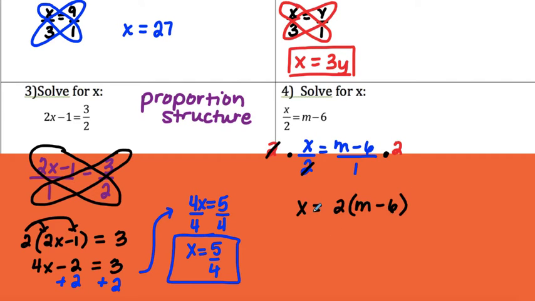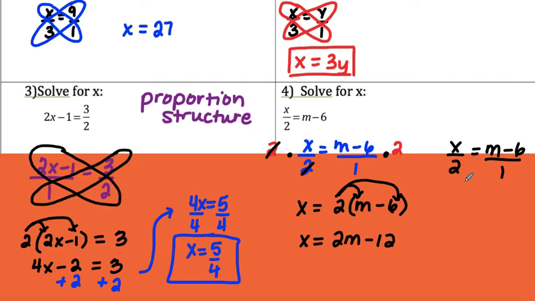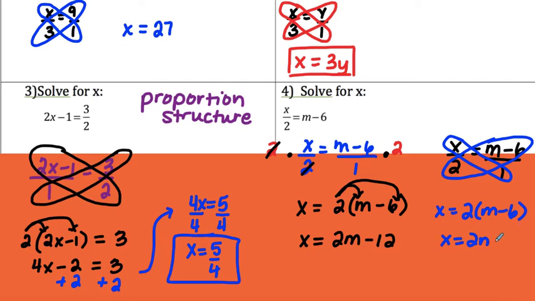Now we distribute our 2, and get x equals 2m minus 12. If I did that same thing and cross-multiplied, you're going to see I'm going to get the exact same thing. So both methods are the same thing, but one's a little bit more mathematical in its terminology. So we'd get x equals 2 times m minus 6 and go from there. So x equals 2m minus 12.